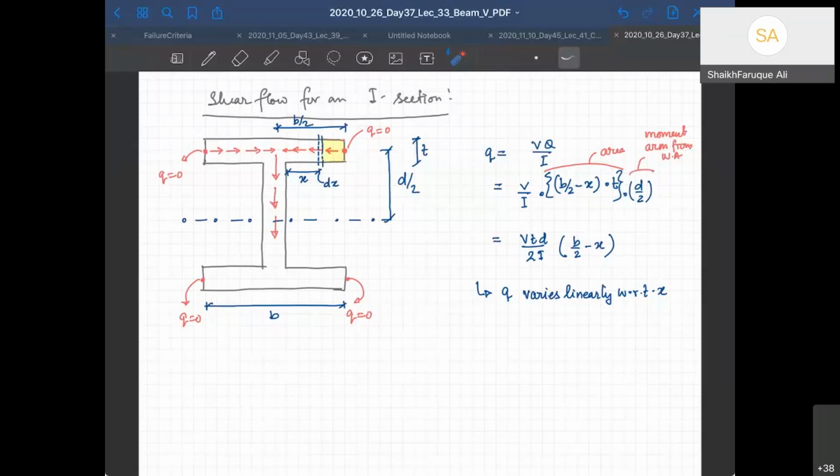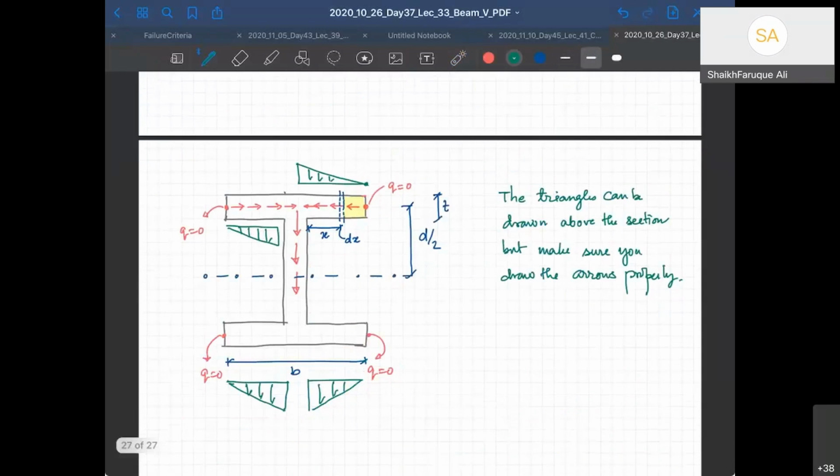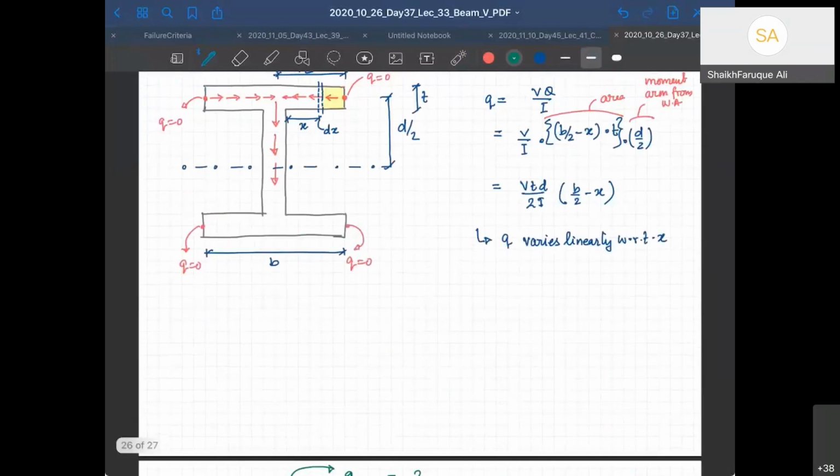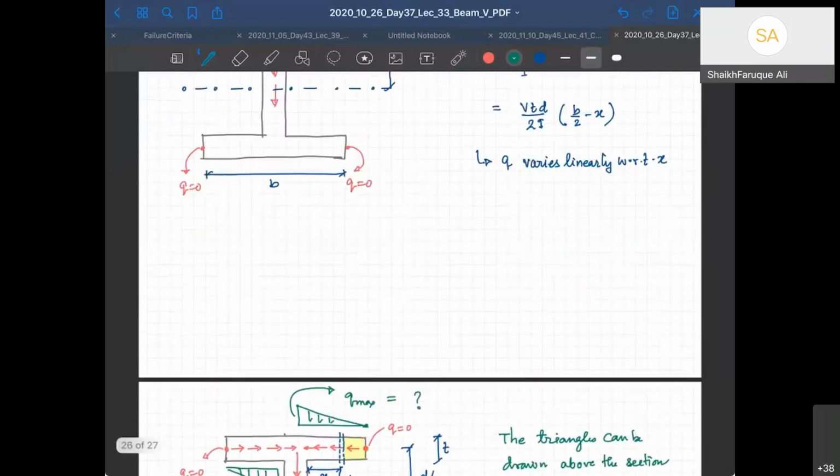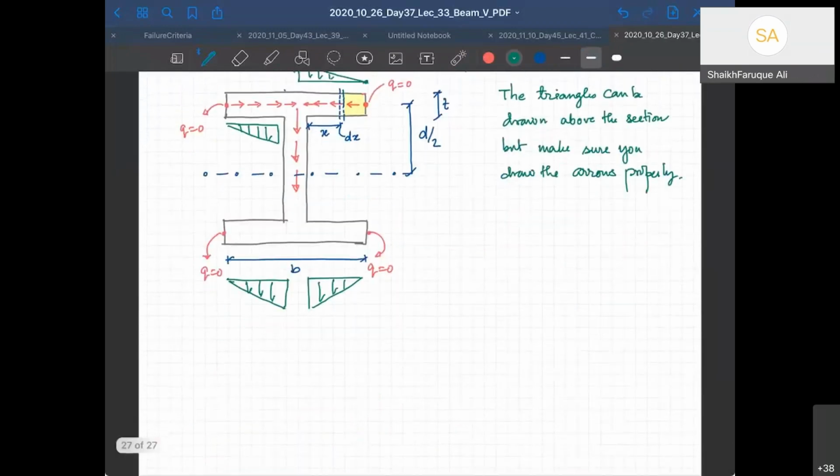Yeah, because you know what the area is going to be here. And what will the Q max value be here? Q max value is known to you, at x equal to 0. You know 0 here and it's linearly varying, so how much it's going to be? You know how to do that. So x is equal to 0, it is going to be Vt d by 2I into d. So that's how it's going to look.